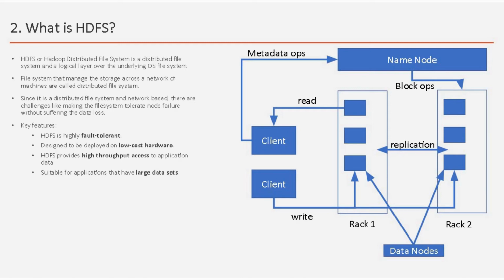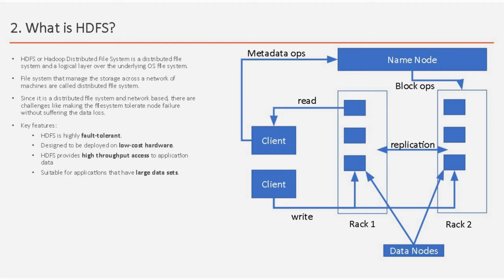Since it is a network of machines and the whole distributed file system is network based, there are challenges like making the file system tolerate node failure. So why node failure? Because it comprises commodity hardware, very cheap hardware you can think of, so it can fail too often. The distributed file system should also be fault tolerant of this node failure without suffering data loss.